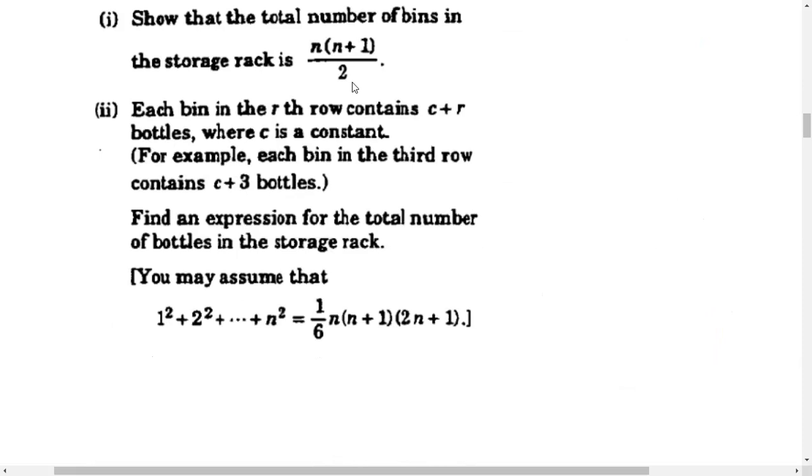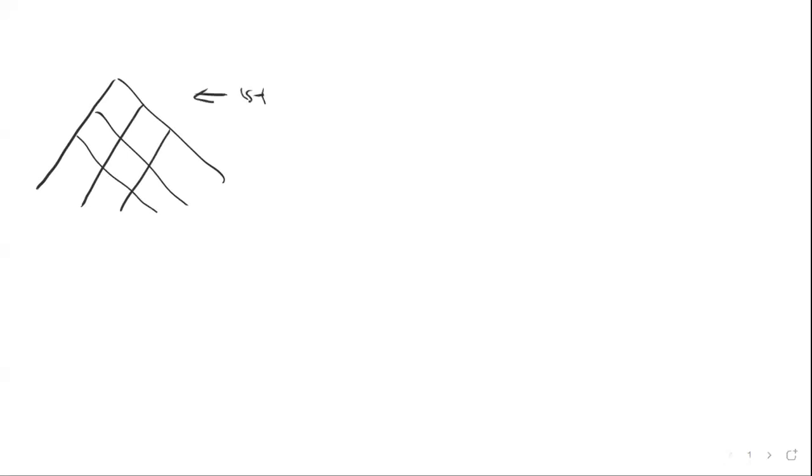Okay, so let's now do this with a bit more space. It shouldn't take too much space, but let's just reiterate what we said before. We've just got a nice simple diagram like so. So first row, second row, third row, all the way up to the nth row. So this is your row number.